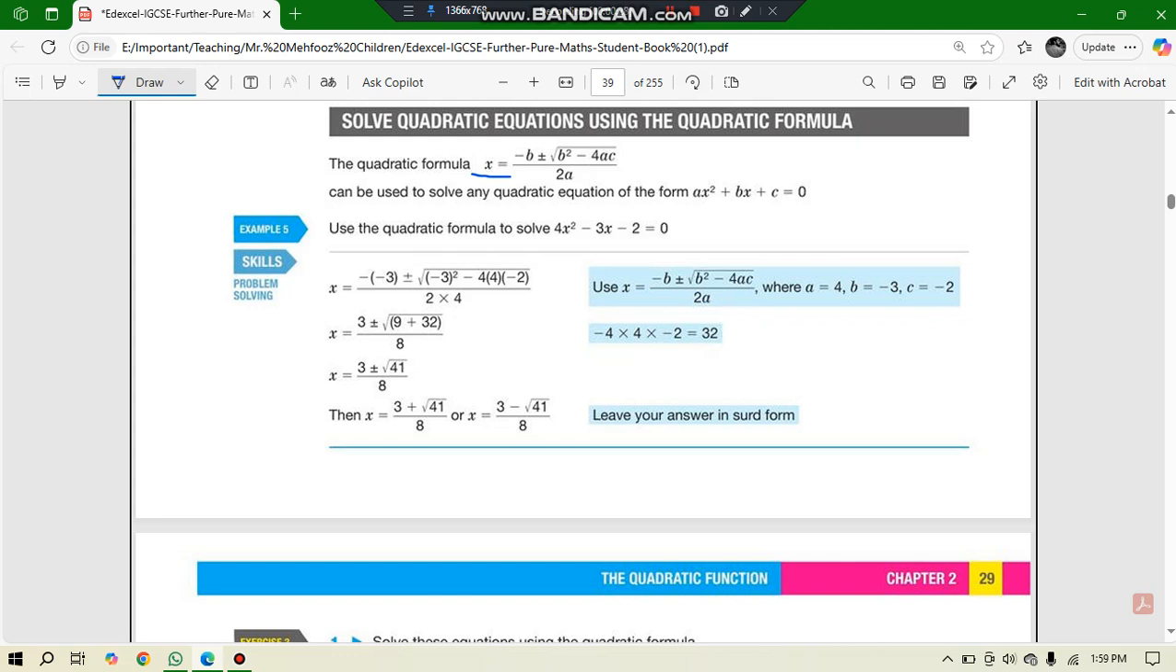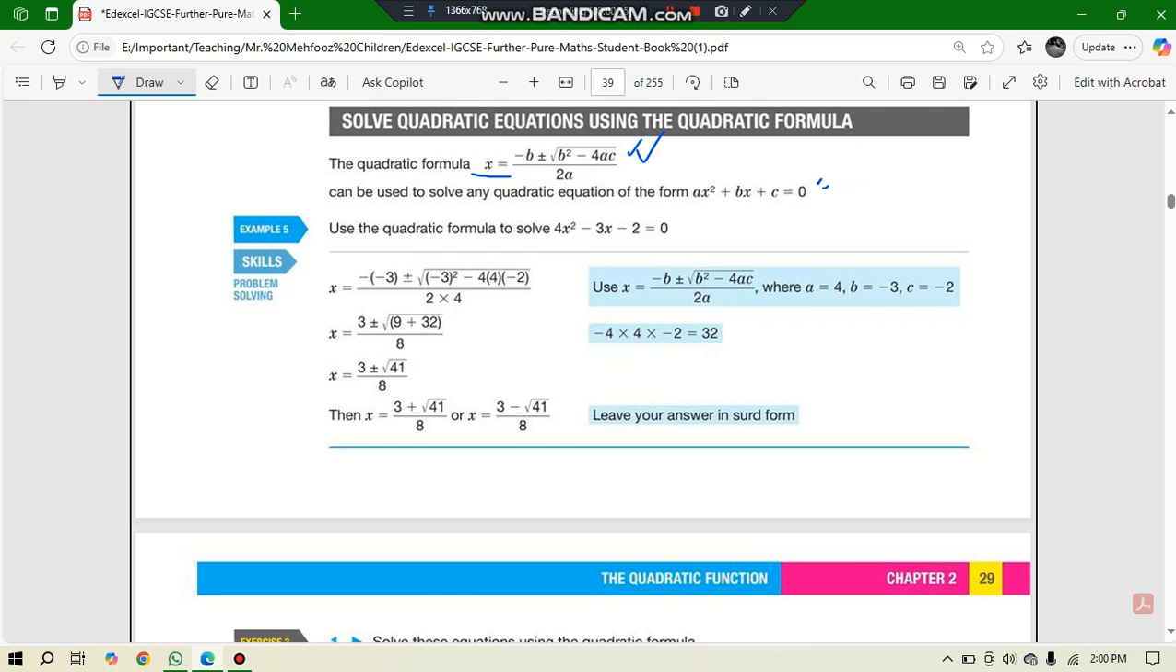this quadratic formula is very easy and very important from the exam point of view, right? It can be used to solve any quadratic equation of the form ax square plus bx plus c is equal to 0. So if you are solving a quadratic equation by using the quadratic formula, it means that you have a quadratic equation of that form, right?